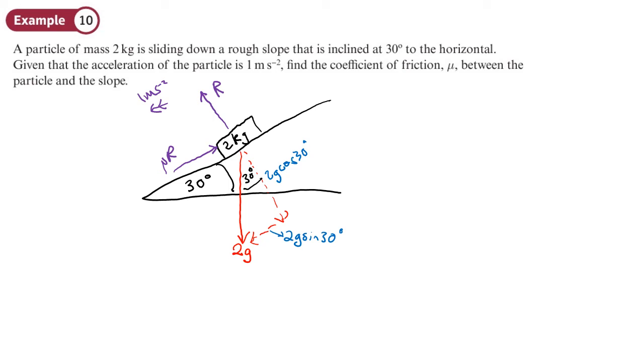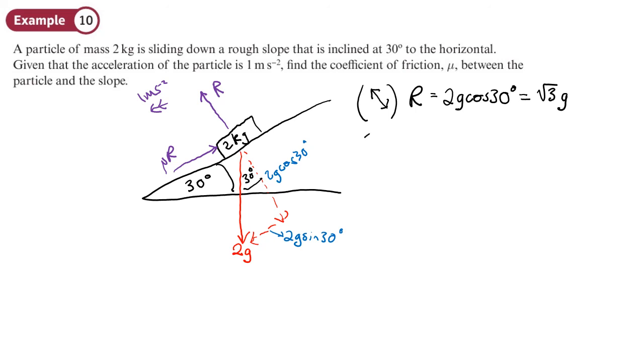Right, so let's start by looking at the forces in these directions going like that. Now they're going to be balanced because it's not moving in that direction. So we have R is going to equal 2g cos 30. They're the only forces in that direction. It's not accelerating or moving in that direction. So it's balancing. So 2g cos 30. Cos 30 is root 3 over 2, times by 2, so let's call that root 3 g.